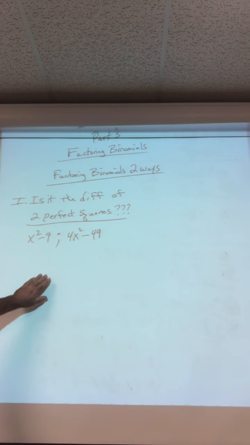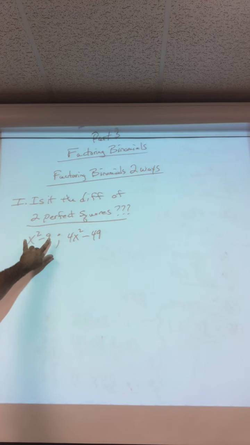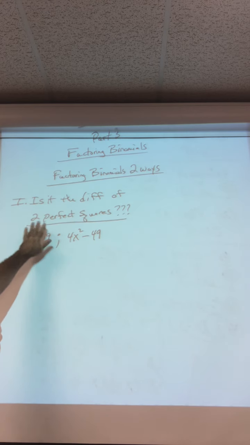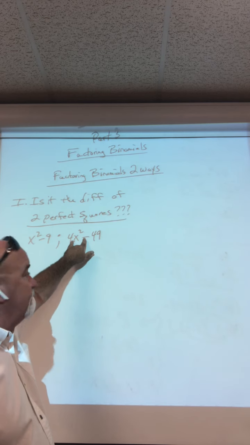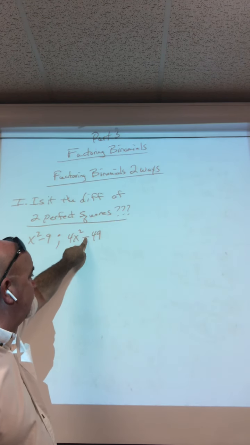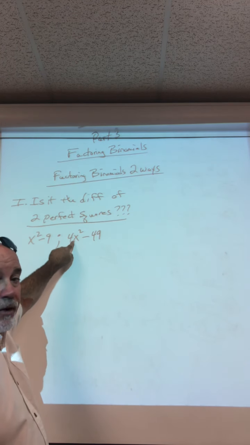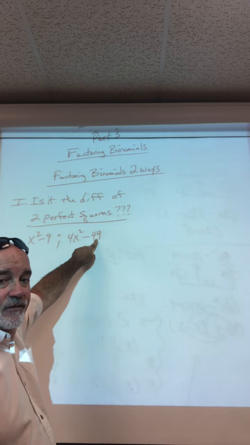All right, watch. Is this the difference? Yes. Of two? Yes. Perfect squares? X and X, 3 and 3. Yes, that's the difference of two perfect squares. Is this the difference of two perfect squares? Yes. The difference, two terms, perfect squares: 2x and 2x, 49 is 7 and 7.